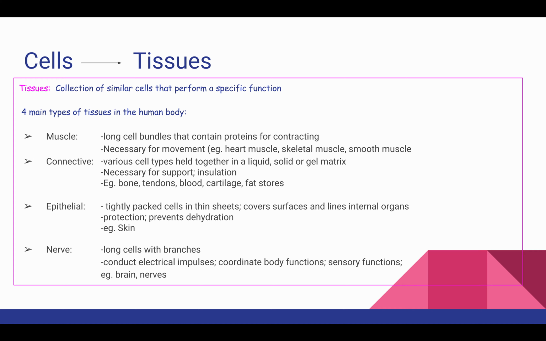And then the final type of tissue in the human body is the nerve tissue. These are long cells with branching extensions of the cell. They're designed to conduct electrical impulses. They coordinate our bodily functions, our sensory functions, and this tissue can be found in your brain, your spinal cord, and your nerves.